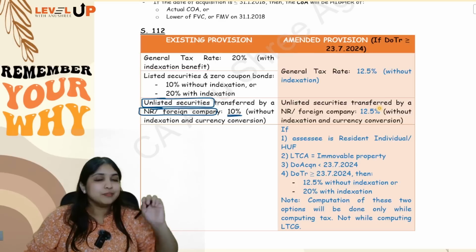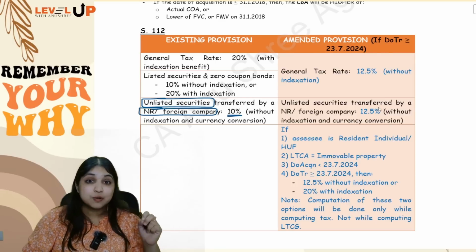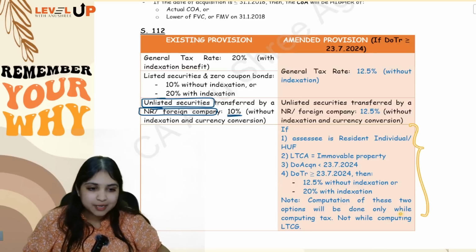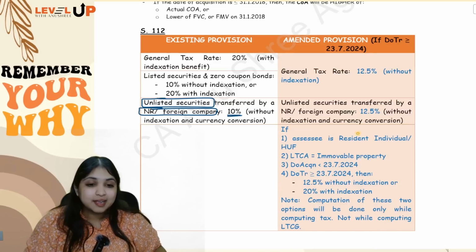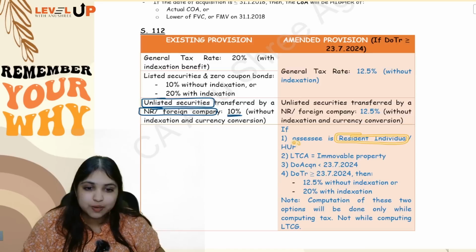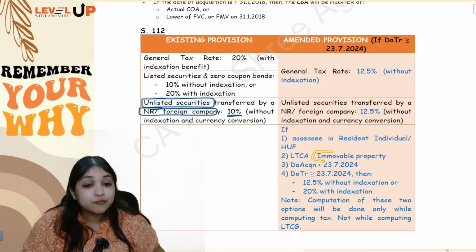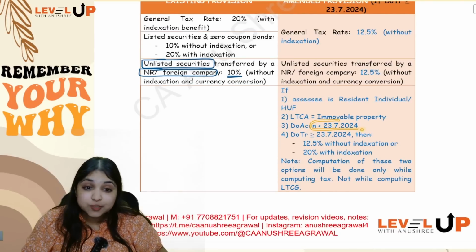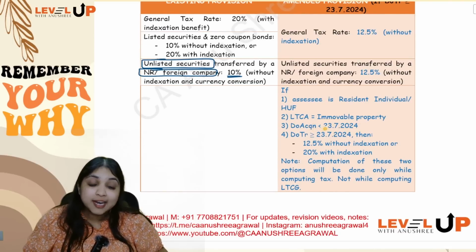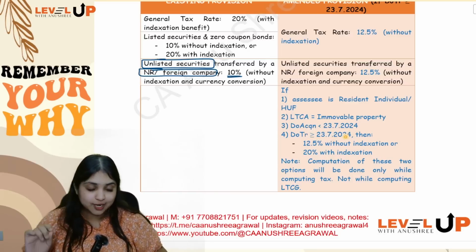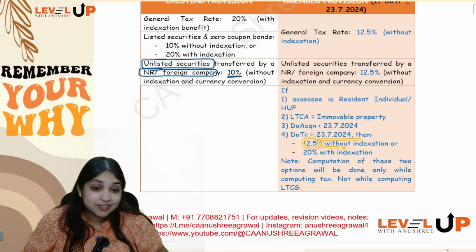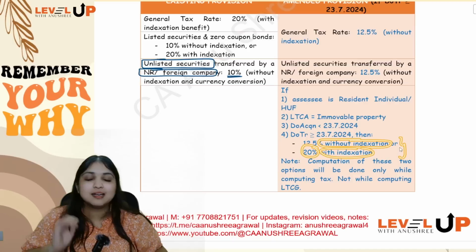Okay, but however, you remember I was telling you that there was a lot of news that indexation is restored. I am coming to that now. See, if assessee is a resident individual or resident HUF, and if long-term capital asset is immovable property, and if date of acquisition was before 23rd July 24 and date of transfer is on or after 23rd July 24, then you will do two calculations. 12.5% without indexation, 20% with indexation. Whichever is lesser, assessee will pay as tax.